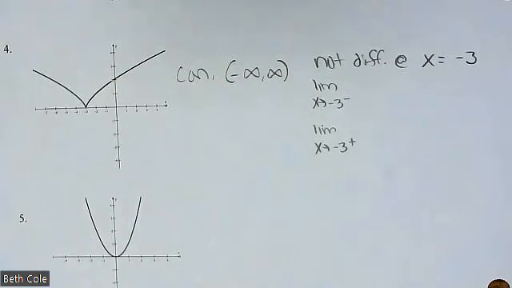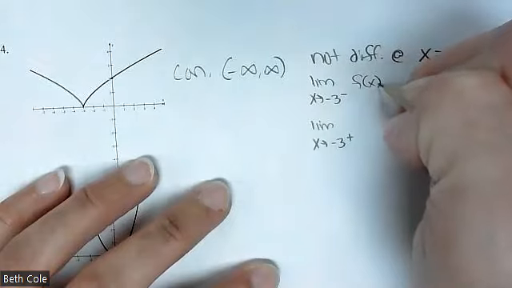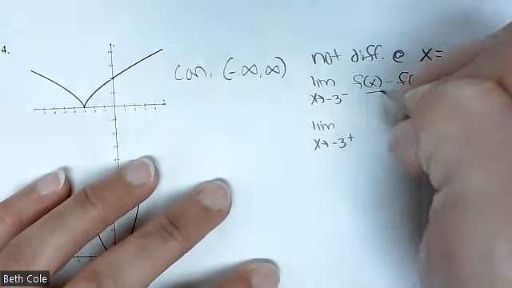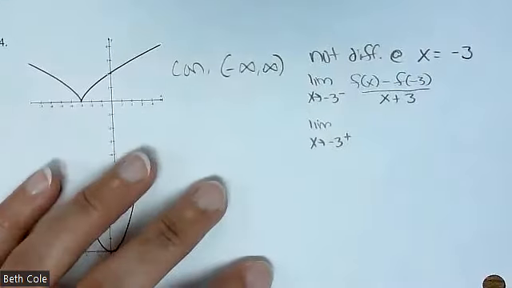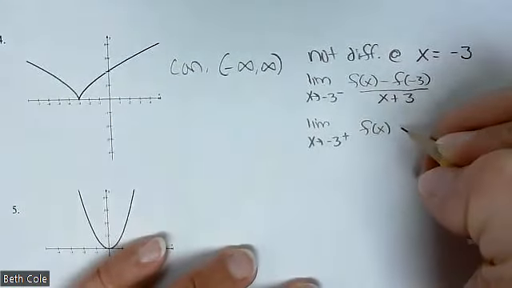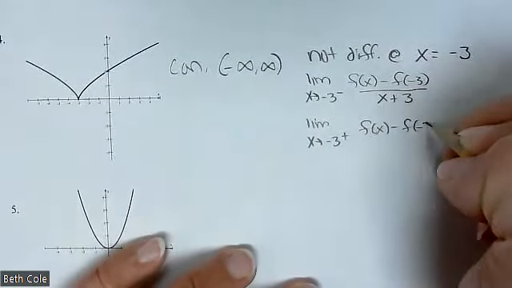How's it gonna be set up? You guys tell me. All right, f of x. Good, minus f of -3 over. Oh, good. I was hoping somebody would get that. Why is it x plus 3? Two negatives. Beautiful.